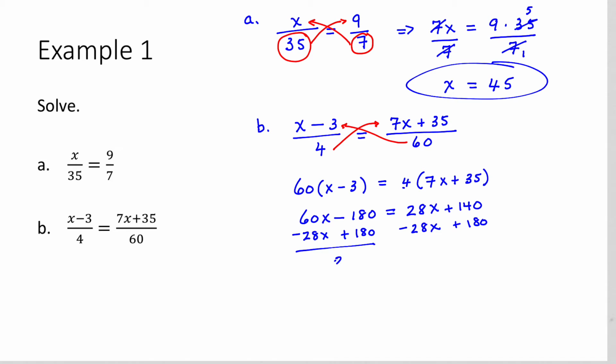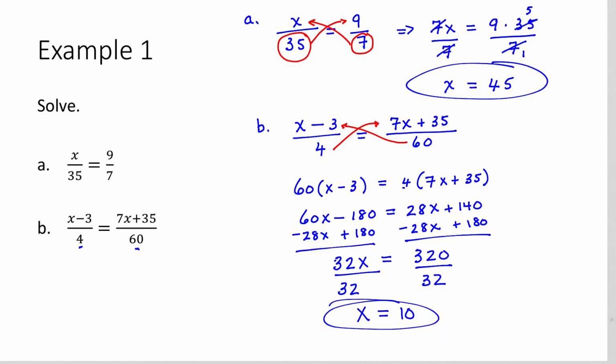So here I get 32x is equal to, on this side, I have 320. So now I just divide both sides by 32. And x equals 10. And again, no variable in the denominator, so cha-ching, that is my final answer.